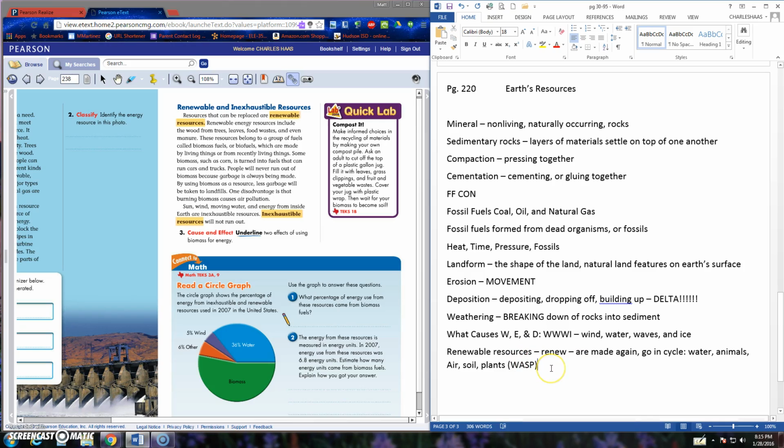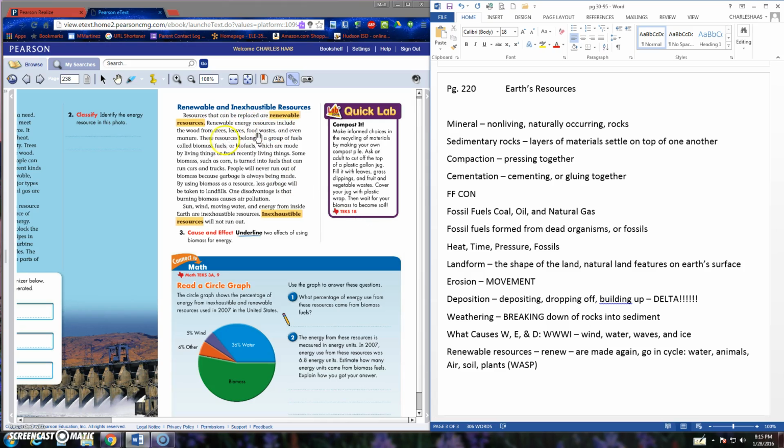Things that go in cycles because they make themselves new again. The adult animals have baby animals. The adult plants have baby plants, and they keep going in a cycle. And then water goes in a cycle, and then the air goes in a cycle because the carbon dioxide is turned into oxygen. Oxygen is turned into carbon dioxide, and then there's the soil or the rock cycle.